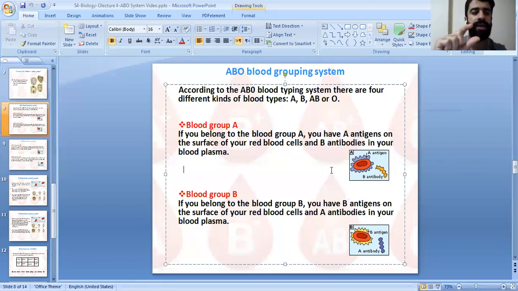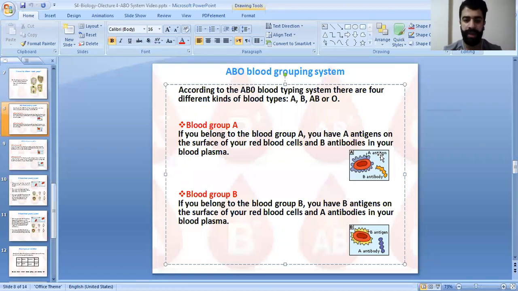So for blood group A, the antigen is the same as the blood group, so the antigen is A. Antibody, opposite, so it's going to be antibody B. If you look at the figure here, we have antigen A and antibody B. Antigen A is similar to the blood group, so we have blood group A. Maybe in the quiz, I'm going to give you this picture and ask what is the blood group of the person shown in this figure. It has antigen A, so immediately the blood group is A.